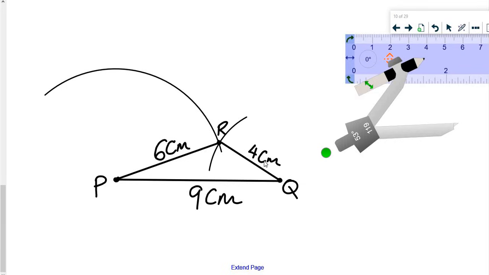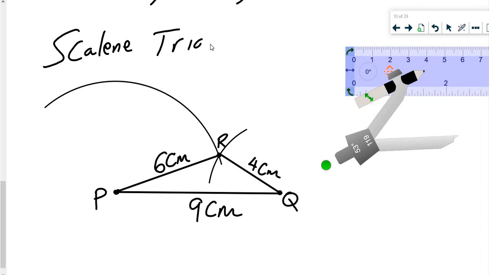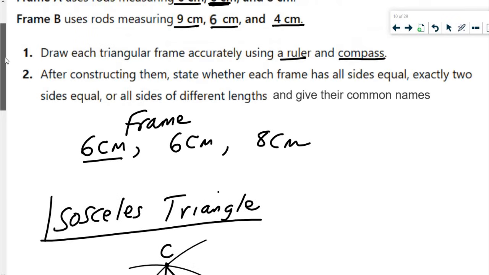So you can see that each side is different from the other. That is 9, that is 6, that is 4. And the common name of this triangle is scalene triangle. Why? Because all the three sides are different in length. The next question.